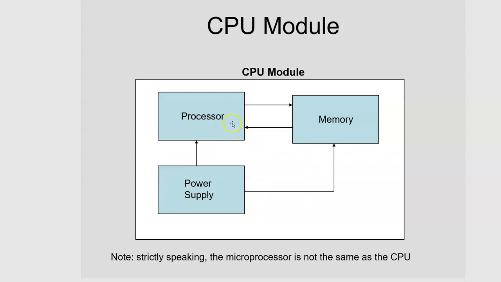And here I have an arrow going from the processor to memory, and from memory going back to the processor, indicating that there's communication between the microprocessor and memory. I have bits going back and forth between these two subsections of the CPU, the Central Processing Unit.